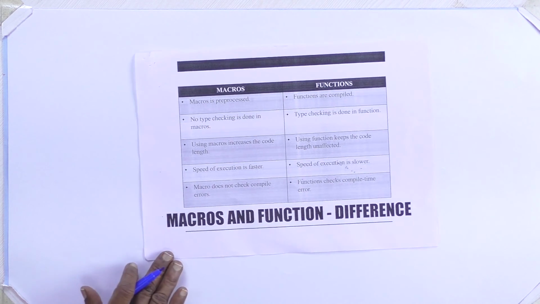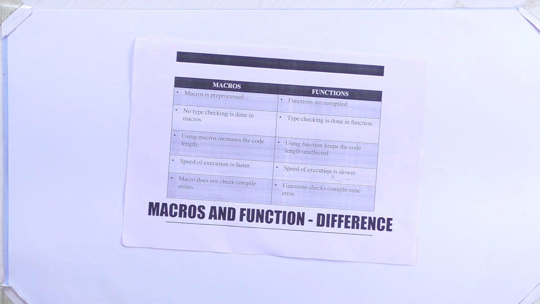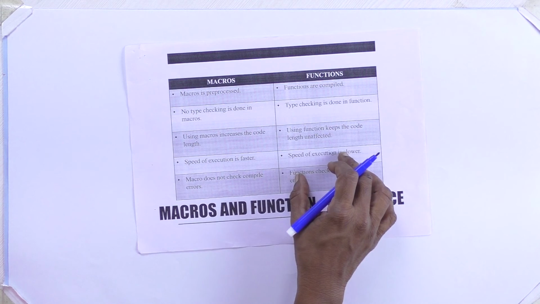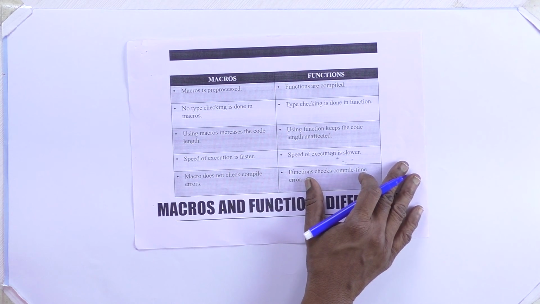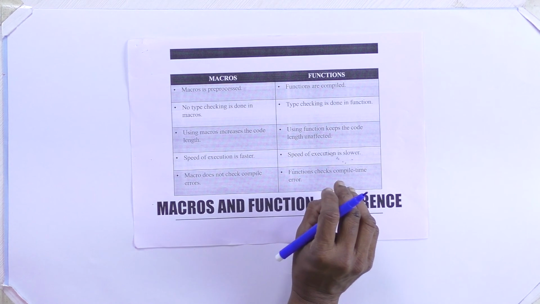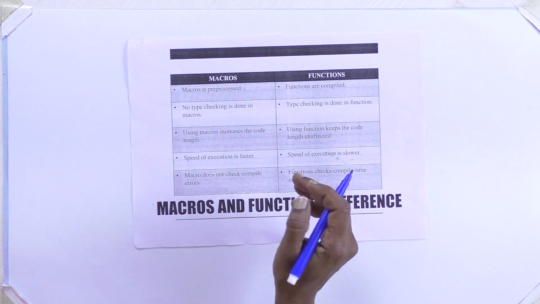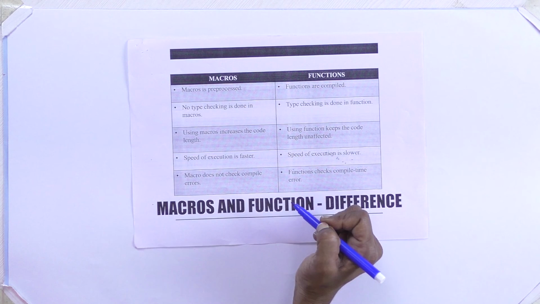So we have discussed macros and functions. When we come to functions, we discussed the several types of functions, and in the next segment we can also discuss each function with an example.